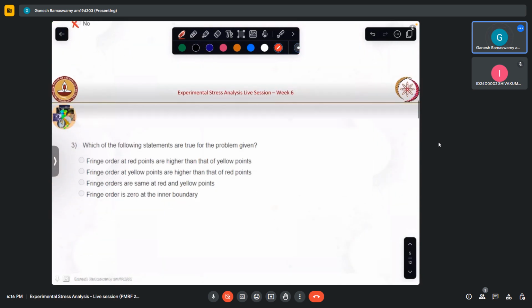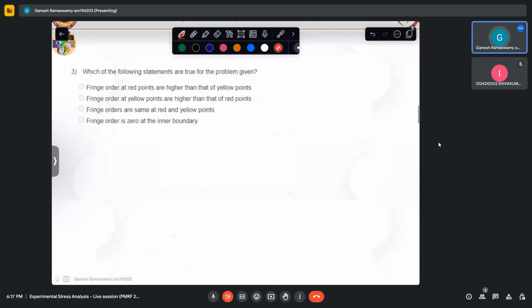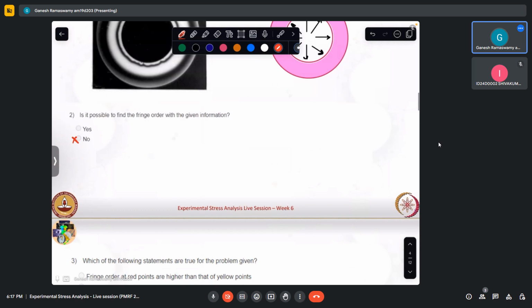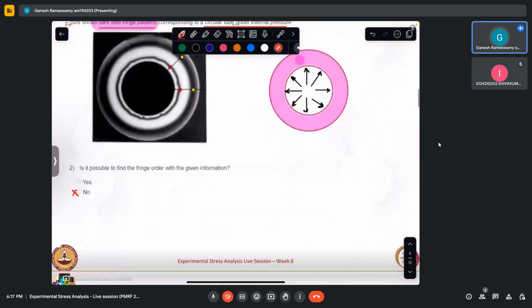Okay. Which of the following statements are true for the problem given? Fringe order at the red points are higher than that at the yellow points. Fringe order at the yellow points are higher than red. Fringe order are same at both red and yellow points. Fringe order 0 at the internal boundary, at the inner boundary is what it says.